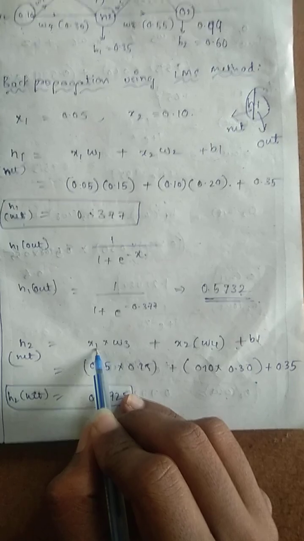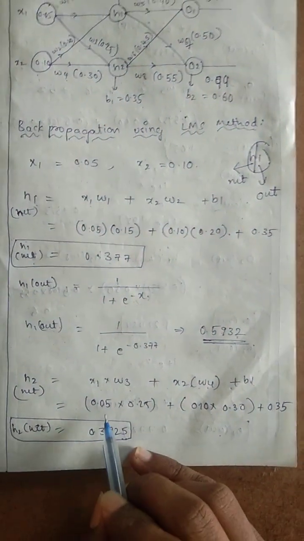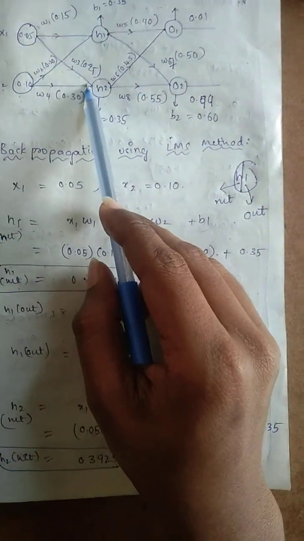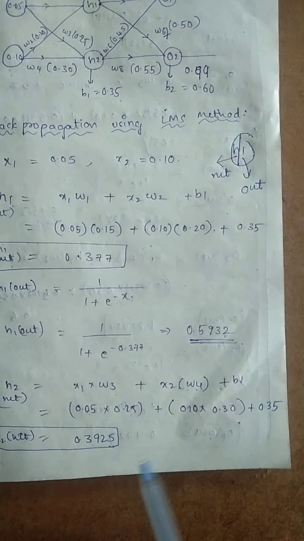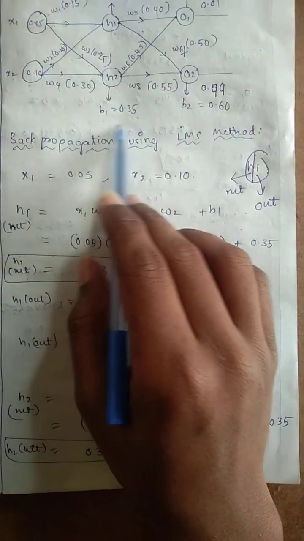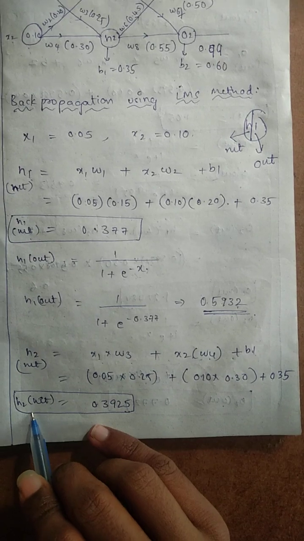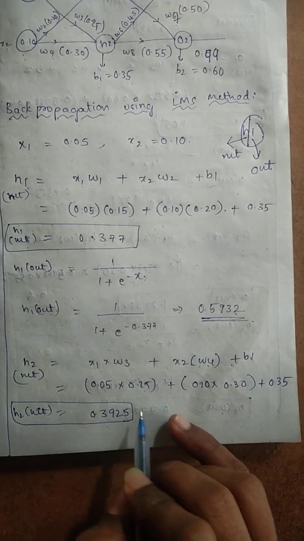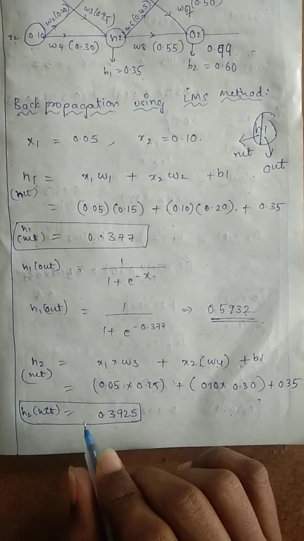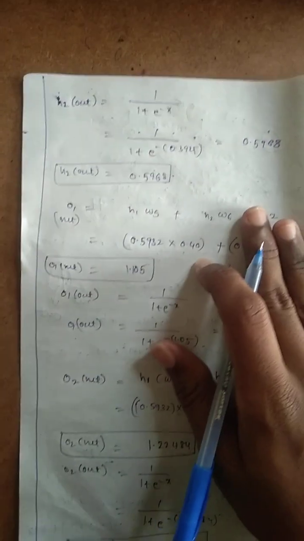Now the x1 value is 0.05, we place it here, and next the w3 value is 0.25, that also goes right here, and x2, w4 and bias are as mentioned in the diagram. Okay, now we can solve this equation and we get the h2 net value, because we are not applying the activation function. If we apply the activation function to the h2 net value, we get the h2 out value.